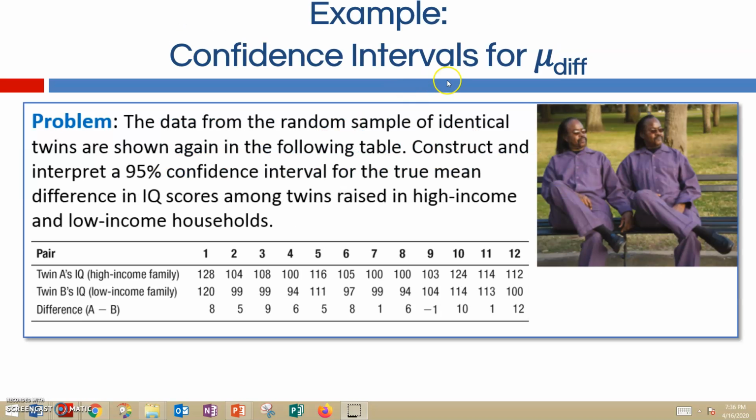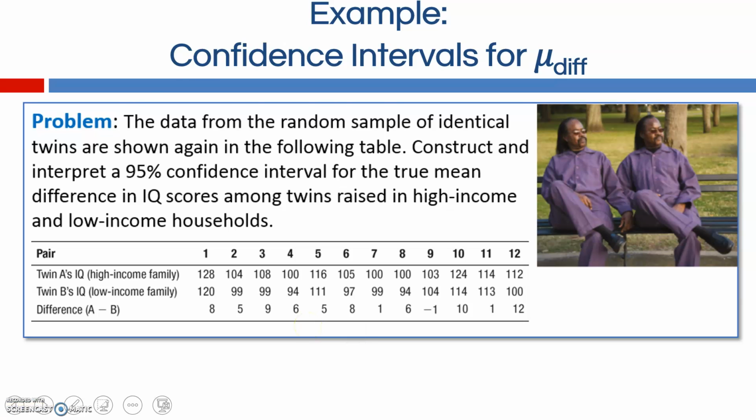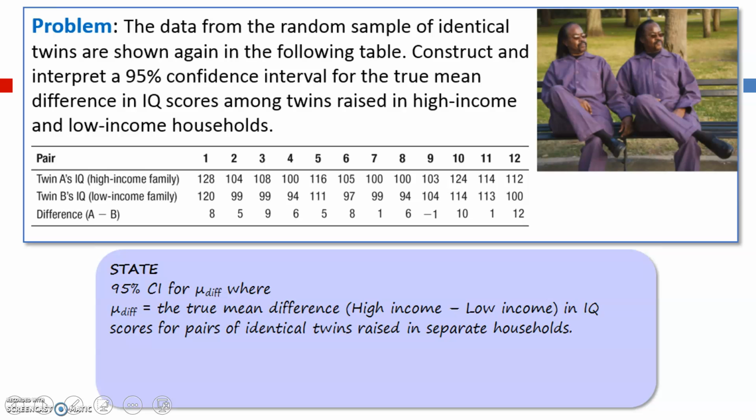So let's go back and return to this problem that we initially talked about yesterday, where we had 12 pairs of twins separated at birth, raised in different households. One twin going to a high-income family, one going to a low-income family, and then figuring out what the mean difference is between those two twins. So we're going to construct a 95% confidence interval for the true mean difference in IQ scores among twins raised in these two separate types of households. So let's go through the whole process of the SPDC.